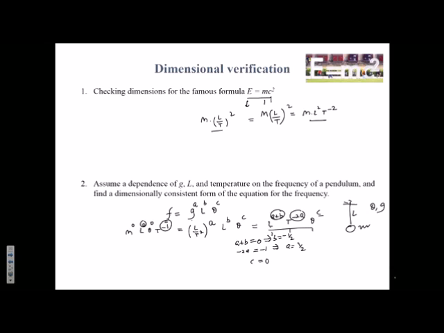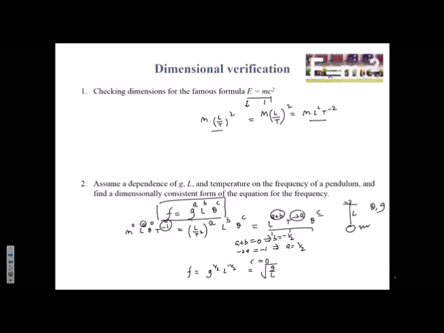So if you substitute these values of a, b, and c in your original formula, which is this, what do we get? We get f equal to g to the power 1/2, L to the power minus 1/2, and theta to the power 0, which is 1. So what we get is square root of g over L.